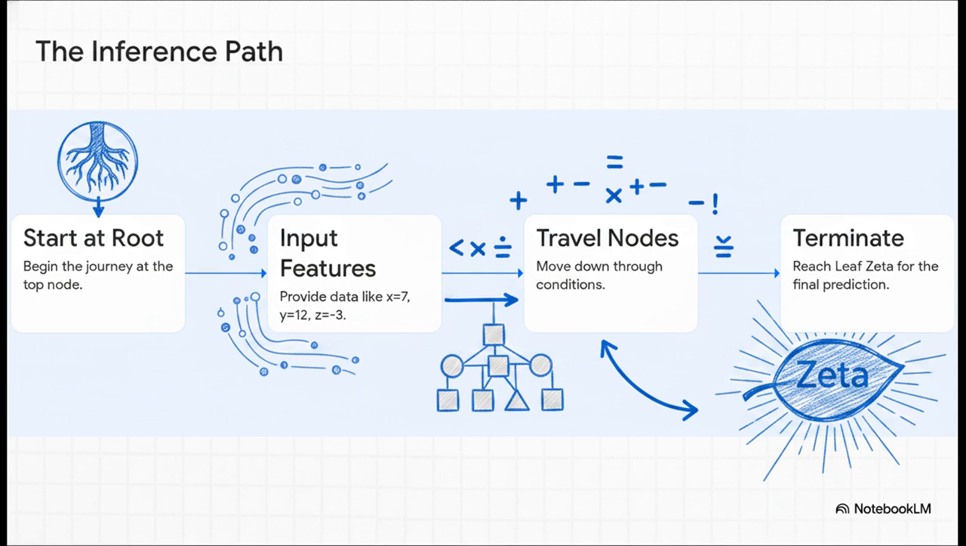And this brilliantly illustrates what we call the inference path. When the model is actually making a prediction, it takes a specific example. Let's say, an example where mathematical features are defined as x equals 7, y equals 12, and z equals -3. It steps that data right through the tree, starts at the root, travels through the necessary conditions, and terminates at a specific outcome. In this case, those exact features lead us straight to leaf zeta.